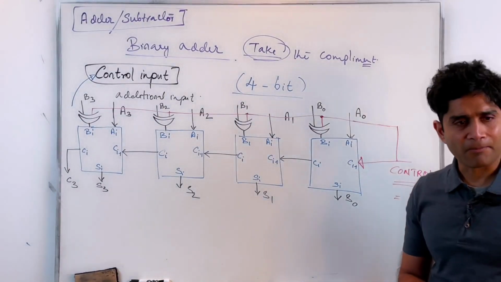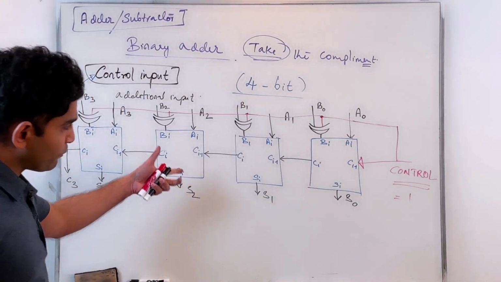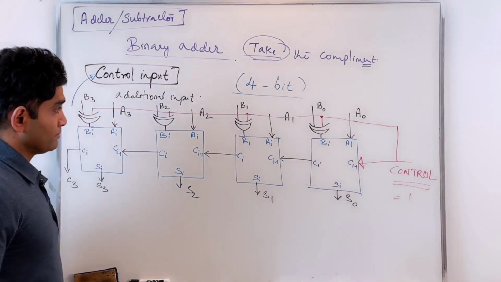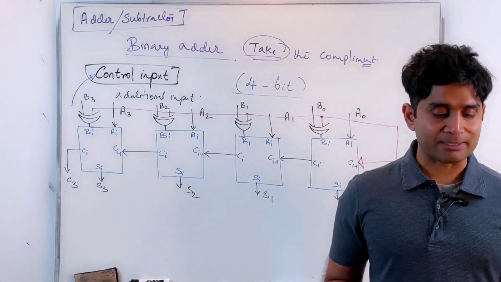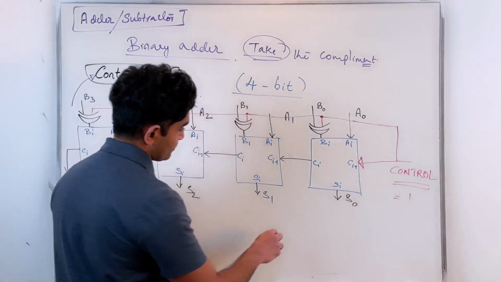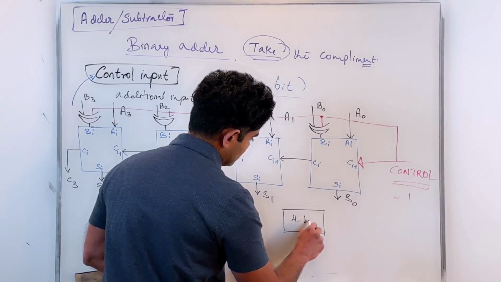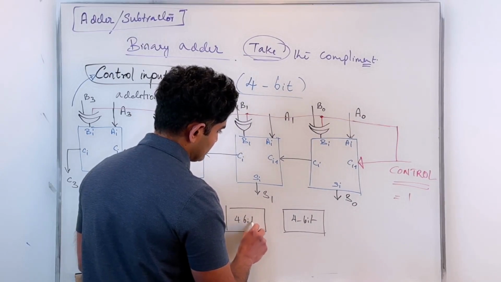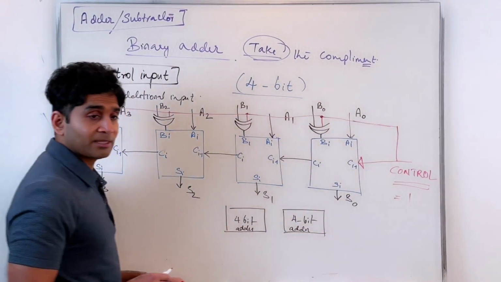Okay, very good. All right, so that's well and good. So as we have seen, this is just a 4-bit adder, but if I want to make it into an 8-bit adder, what do I do? Let's say I have 2 4-bit adders available to me, and I want to make them into an 8-bit adder. How would I do this? So let me call this a 4-bit adder. So I have 2 of these available.